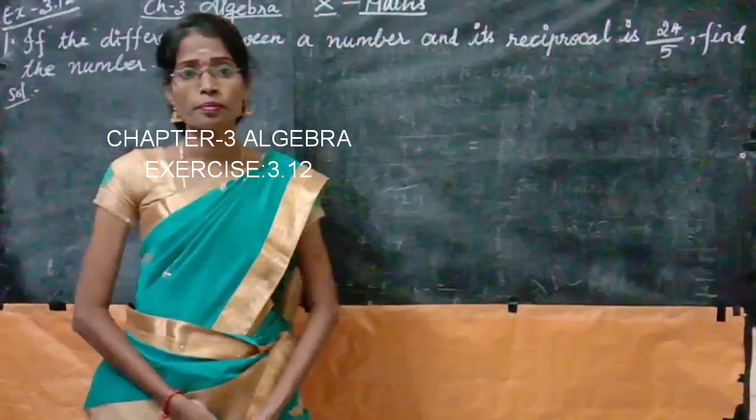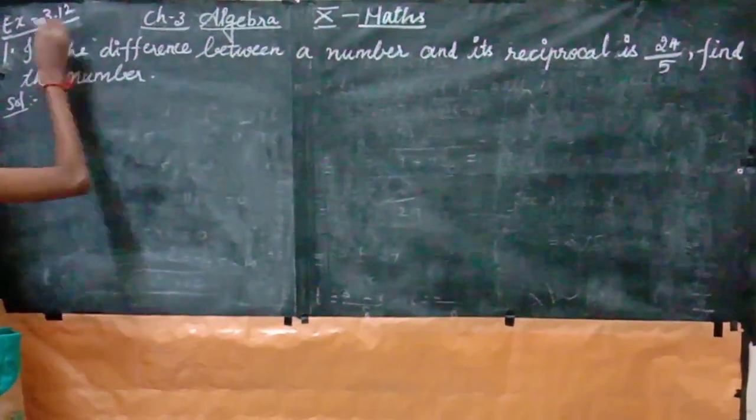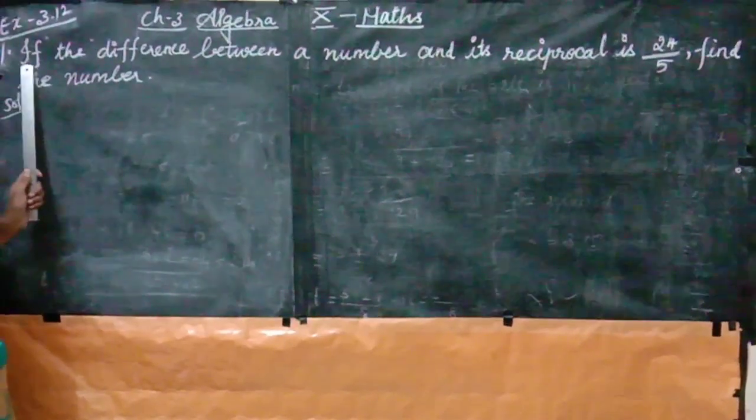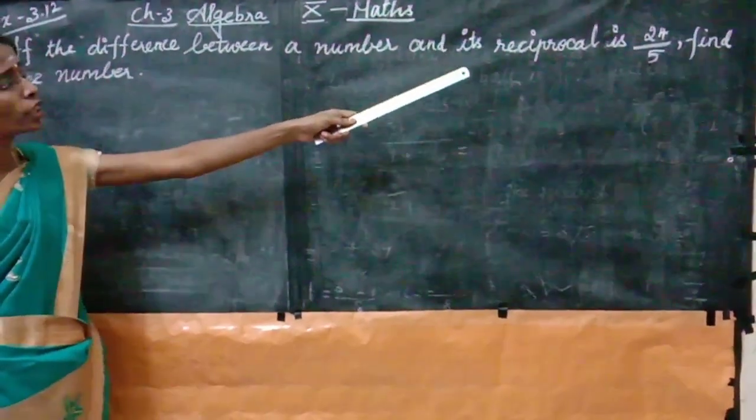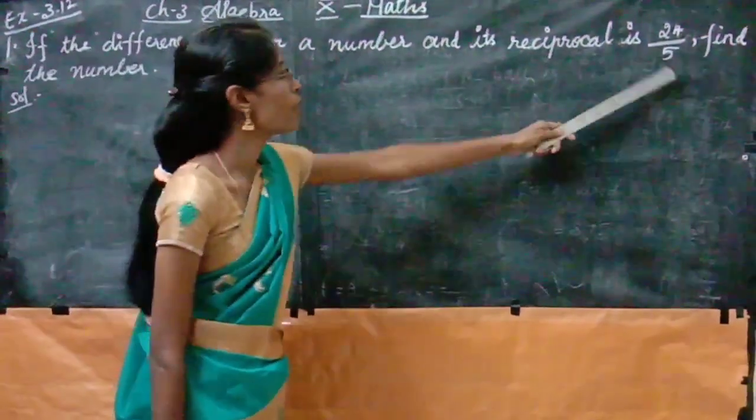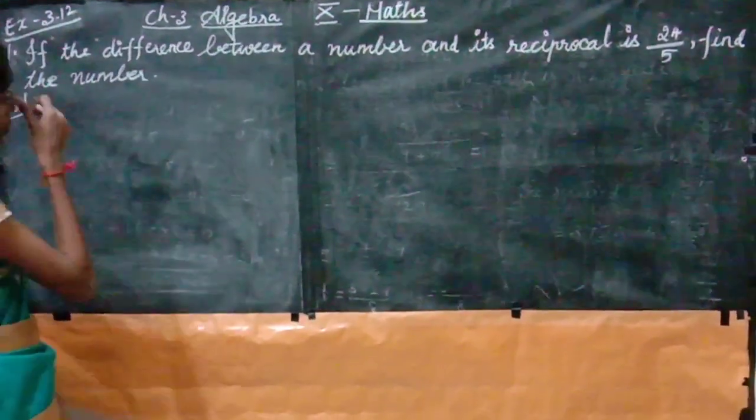Good morning, children. Now I am going to start exercise 3.12. First sum. If the difference between a number and its reciprocal is 24 by 5, find the number.